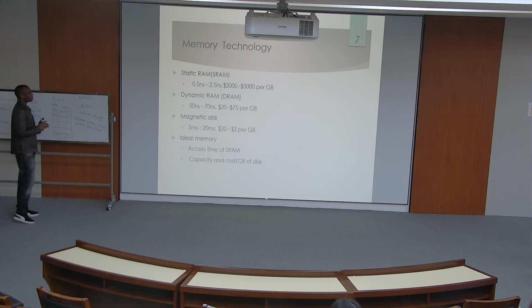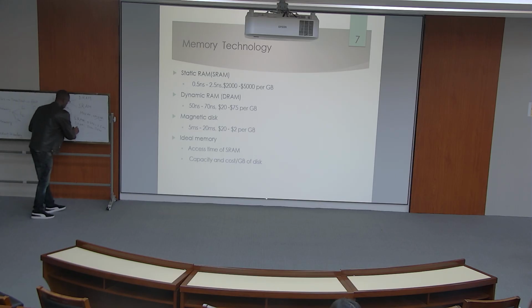We have the magnetic disk. The memory access time of the magnetic disk, you see, is 5 microseconds up to 20. And its cost per GB is less compared with the DRAM. So we have to talk about access time, capacity, and the cost per GB. This is very important if you consider the memory factors. These memory factors are very important when it comes to discussing memory systems.